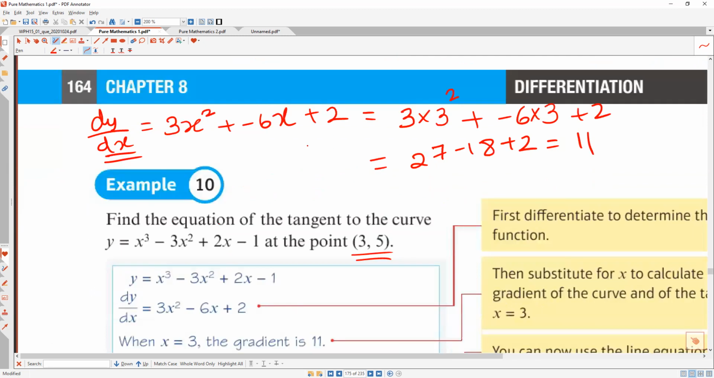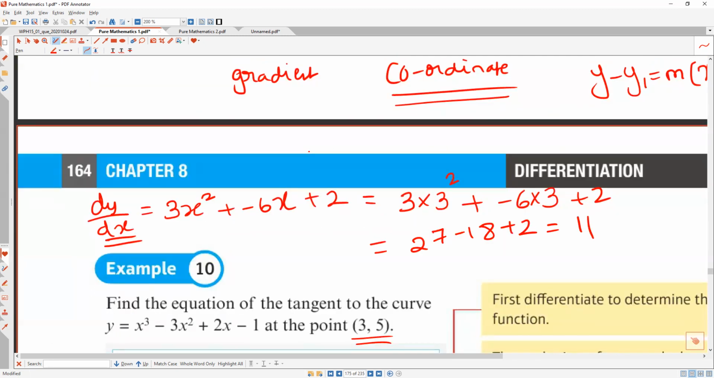So they said find the equation of the tangent only. So what is the gradient of the tangent? If the gradient of the curve at that point is 11, the gradient of the tangent at that point is also 11. You have the coordinate, you have the gradient. You can find the equation using this equation.